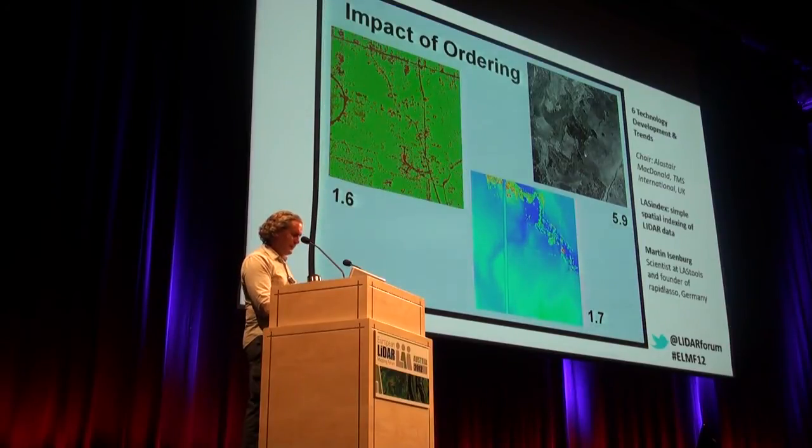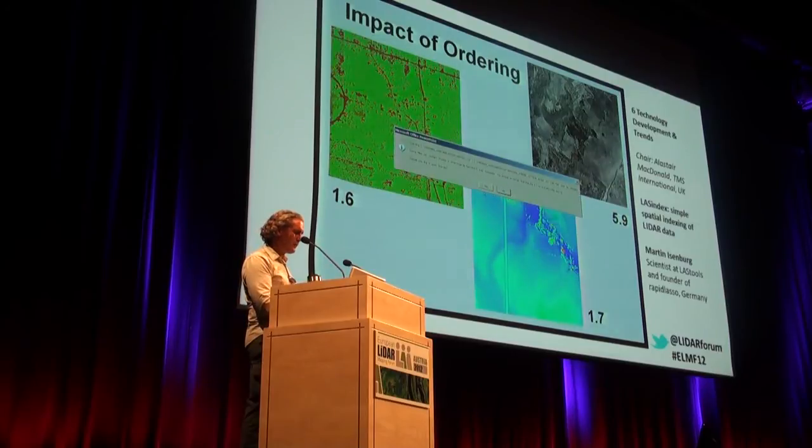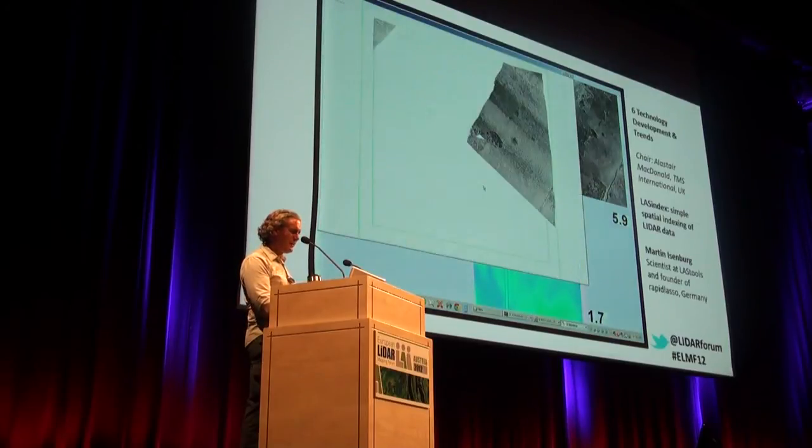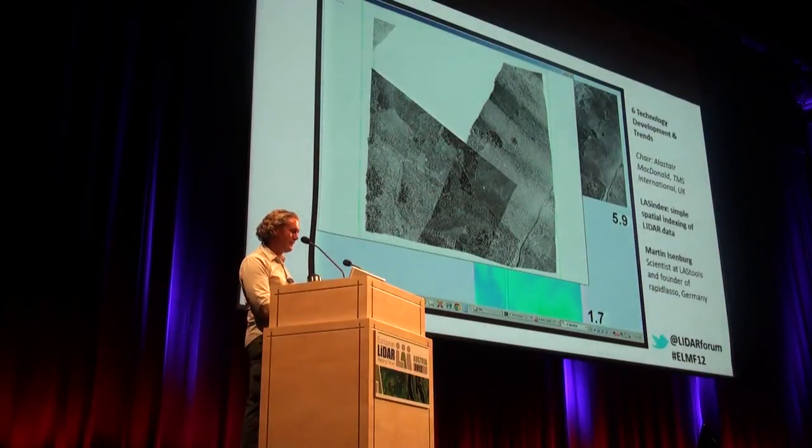But now let me skip to this one. What does this number mean? This number means if I read every cell once, I will read the whole data set 1.6 times. Now here, it has a high number, and high numbers are bad. That means if I read every quadtree cell once, I read the whole data set 5.9 times.